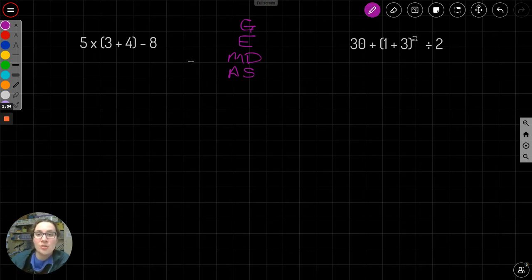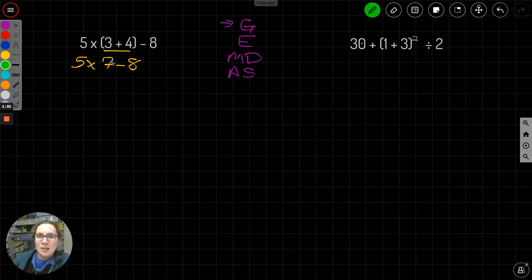So let's go ahead and start with this one on the left. The first thing we need to do, according to our order of operations, is grouping symbols. In this case, parentheses, 3 plus 4. So before we do any multiplication or subtraction, we're going to do 3 plus 4. So the 5 is going to sit there and do nothing. Plus 3 plus 4 is 7, minus 8. Now, the next order of business is exponents.